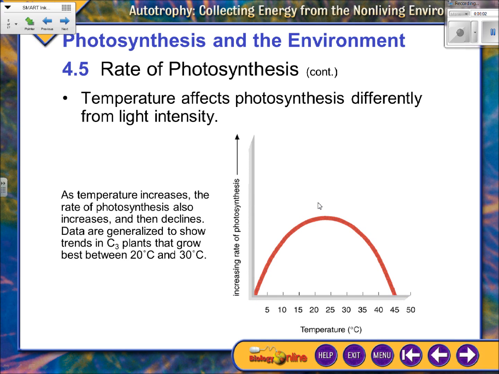So a bell-shaped curve, right? As we start increasing in temperature, photosynthesis also is increasing. But there's a certain point where, when it gets too hot, photosynthesis starts decreasing. So there's an optimal temperature range.